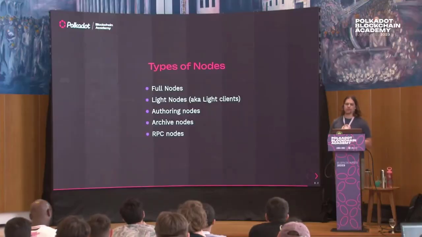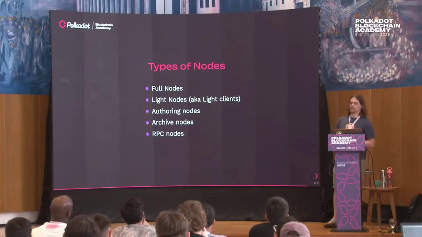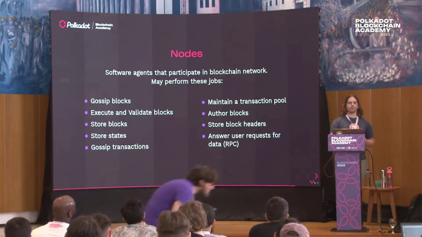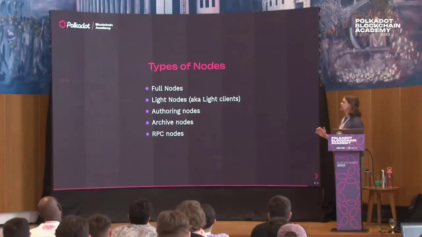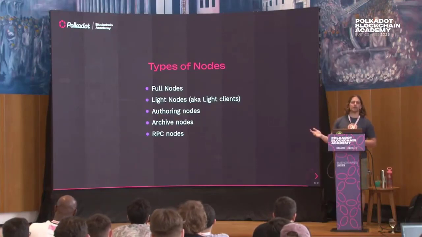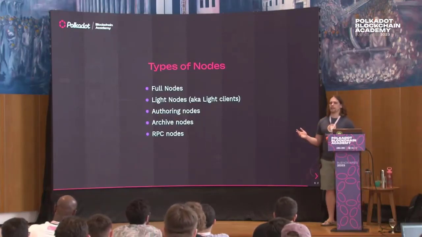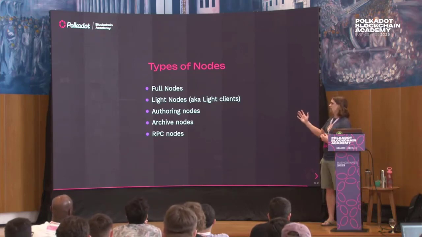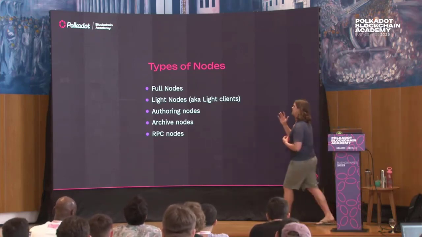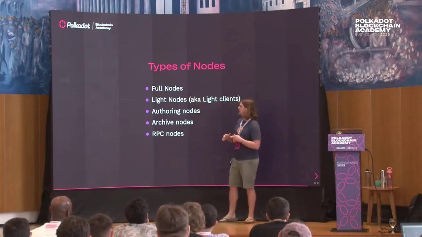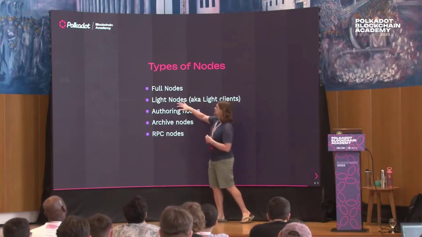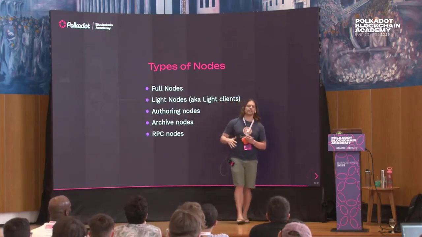So, types of nodes. I've already indicated that there's this whole list of tasks that a node may choose to do, and different nodes will choose to do or not do different tasks. There are some semi-standardized labels for these nodes based on what they do. Now I want to be clear, these are not 100% well-defined. You might have a node that's basically a full node, but doesn't do this one thing that full nodes usually do. Or a node that's basically a light node, but does one other thing that they don't normally do.